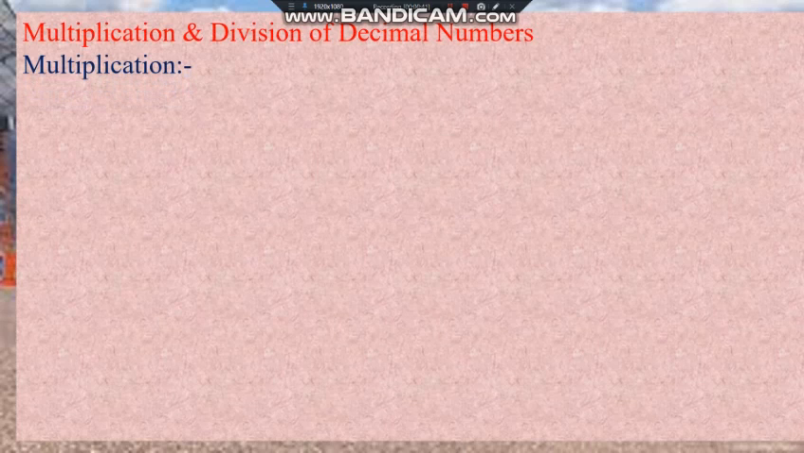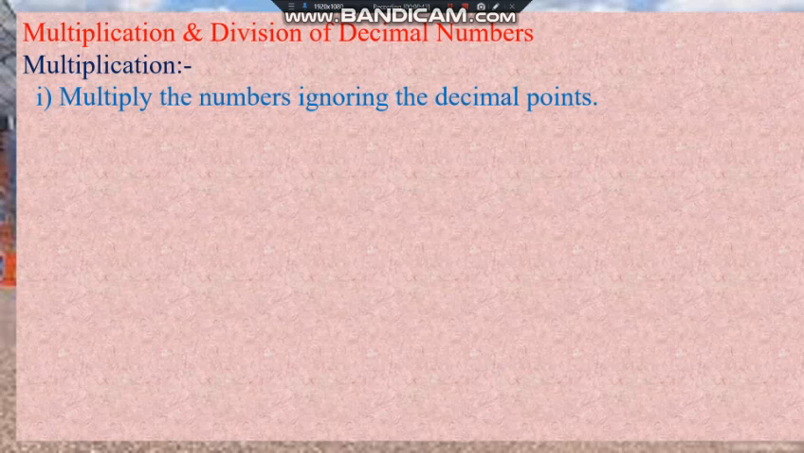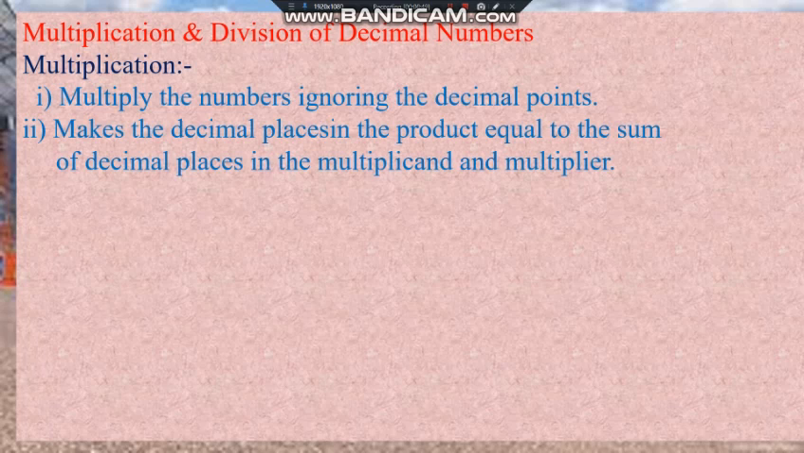Dear student, when we multiply two decimal numbers, we ignore the decimal point and we just multiply that. And then what we do? We place a decimal in the product equal to the sum of the decimal places in the multiplicand and multiplier. For example, 3.24 into 1.2. Okay, if we just multiply that, we get 3888.